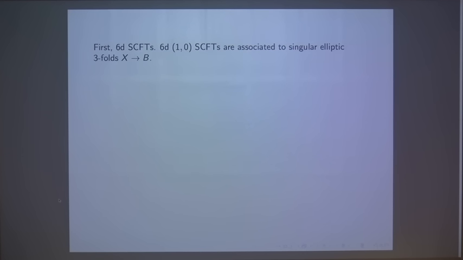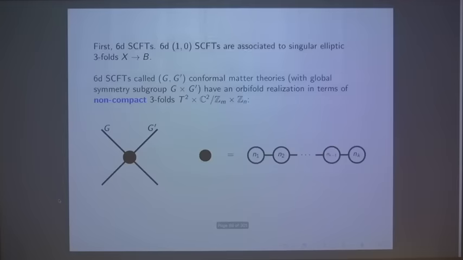First example is 6D SCFTs. And 6D (1,0) SCFTs are associated to singular Calabi-Yau threefolds, which are non-compact. And in general, these can be understood as the dynamics of 7-branes wrapping P1s in the base of an elliptic fibration. The full Calabi-Yau threefold is an elliptically fibered threefold over some base, which I'll call B. And this configuration of P1s in the base can shrink. And the vanishing of this configuration of curves is associated to the SCFT fixed point.